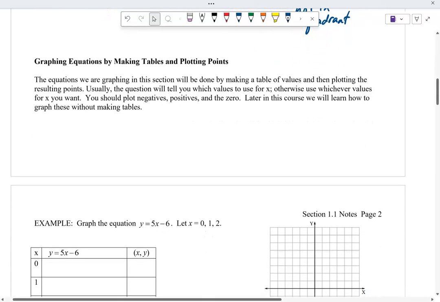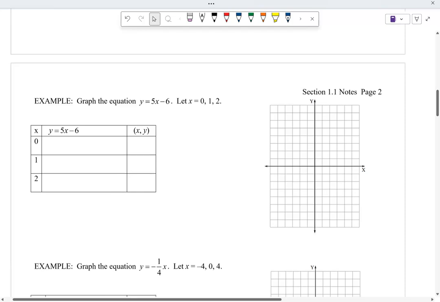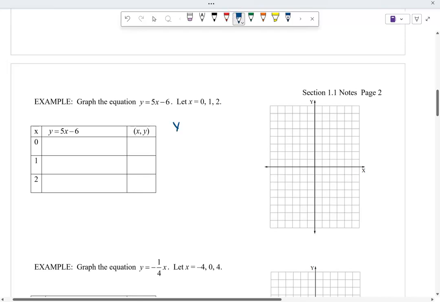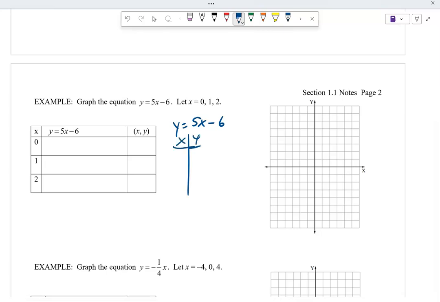All right, let's go ahead and graph some equations by making a table of values, just plotting the points. So you notice here we're first given y equals 5x minus 6. We're going to plug in 0, 1, and 2 for x as our input, right? So we'll let x be 0 first into this equation, and let's see what our output y is.